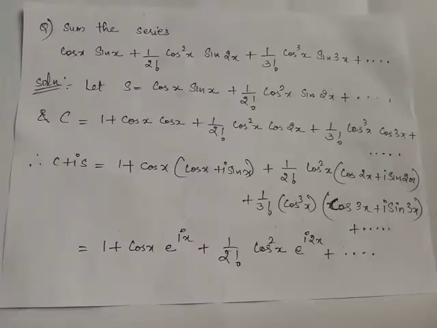Series cos x sin x plus 1 by 2 factorial cos square x sin 2x plus 1 by 3 factorial cos cube x sin 3x plus etc. Here we use the C plus iS method.